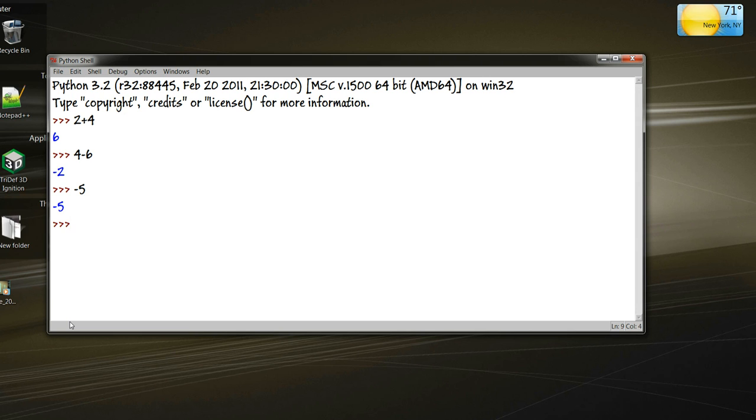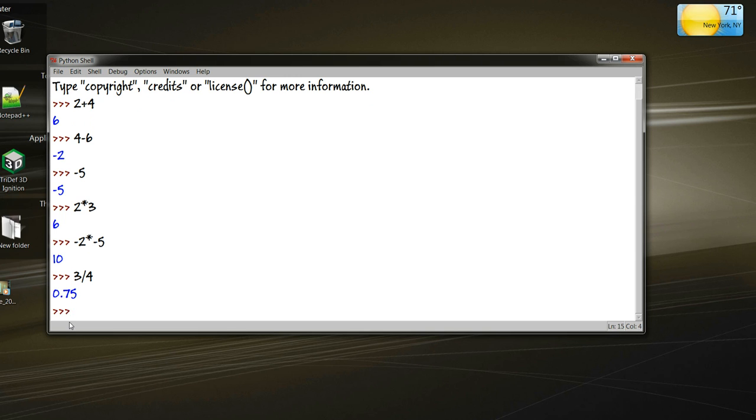Simple, I know. But multiplying and dividing: we can multiply two numbers by using the asterisk or star symbol. So 2 star 3 is actually 2 times 3, and we get our 6. Or negative 2 times negative 5 is positive 10. I think you get it by now. For division, it's just a forward slash. You would do, let's say, 3 divided by 4, and we get our real number back, 0.75.